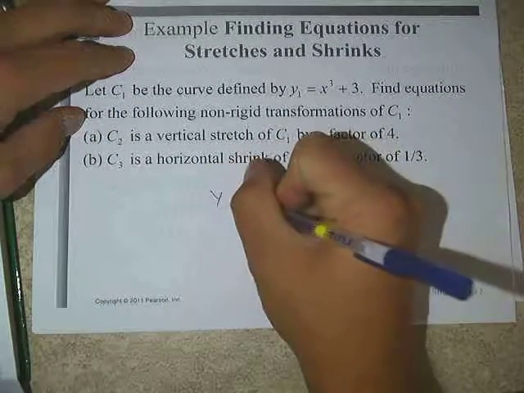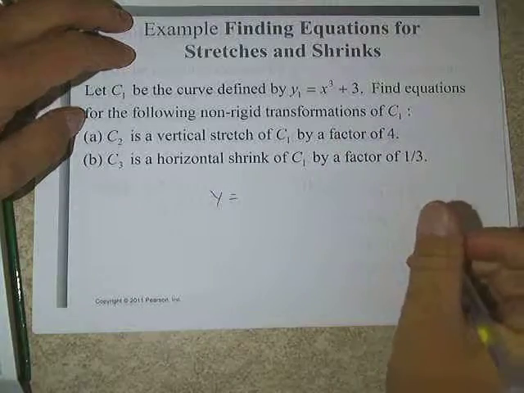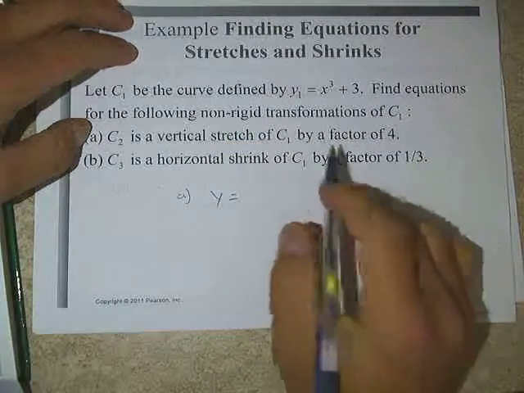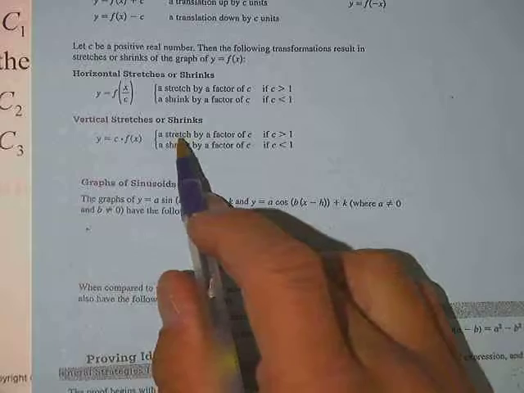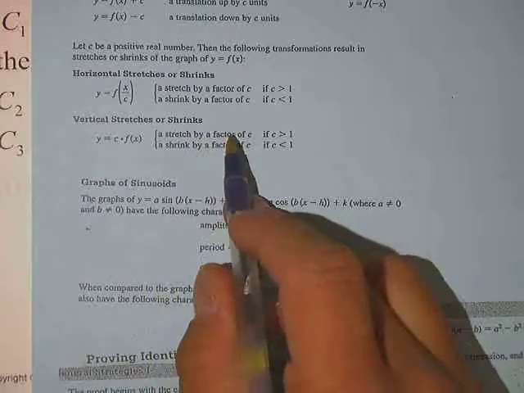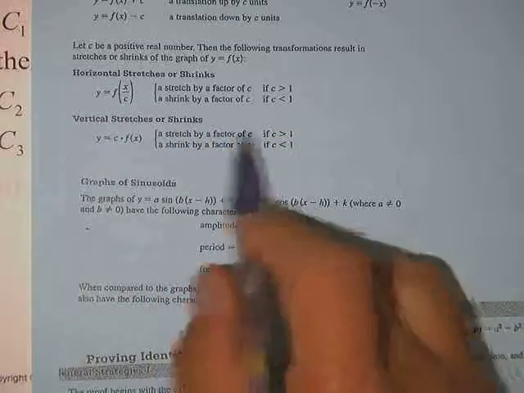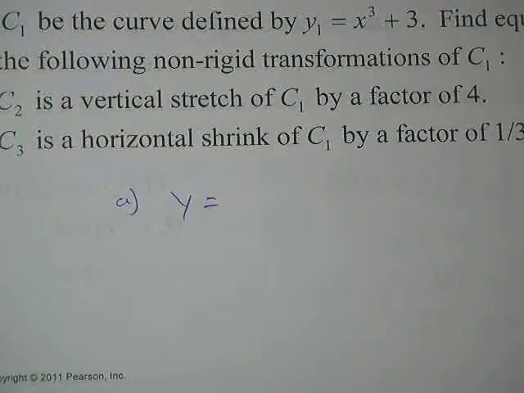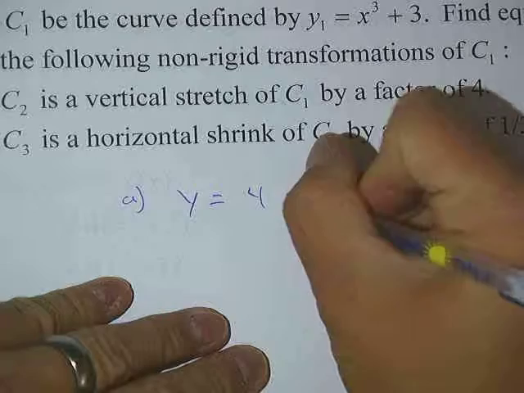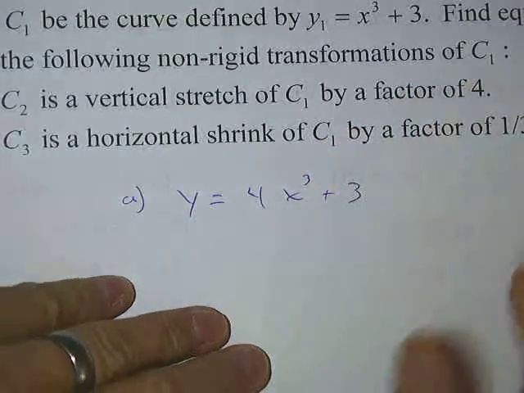Okay. So we want to do a vertical stretch by a factor of 4. Okay, so a vertical stretch by a factor of 4 means we're going to go y equals. And if we want to make a vertical stretch, let's go ahead and look at our notes here. If we want a vertical stretch, we need to have c be greater than 1, and we just need to multiply that by the function.